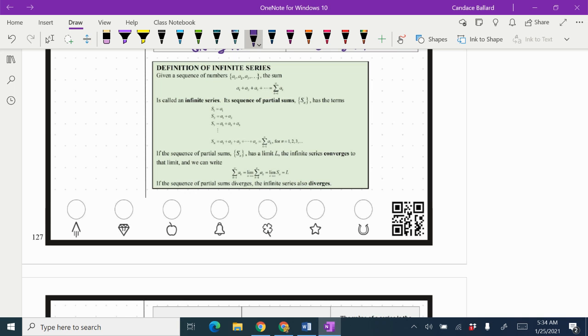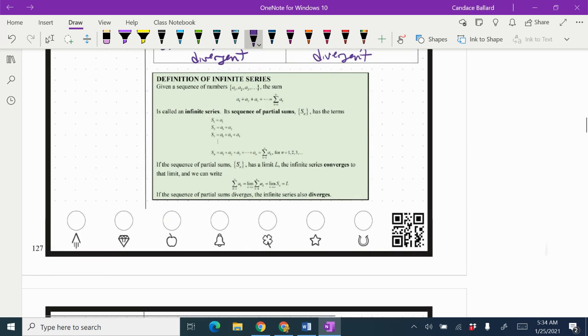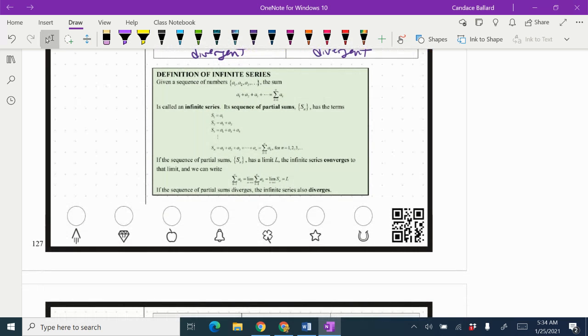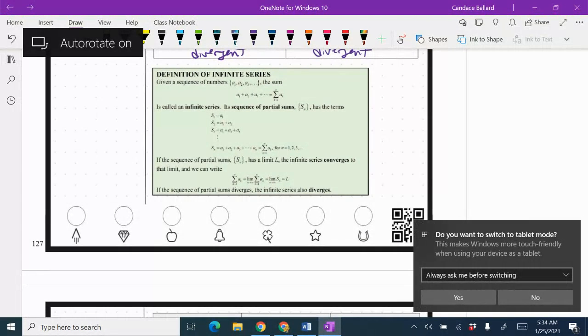In this video, we're going to talk about topic 10.1 and we're going to look at example 7. So first we're going to talk about the definition of an infinite series.